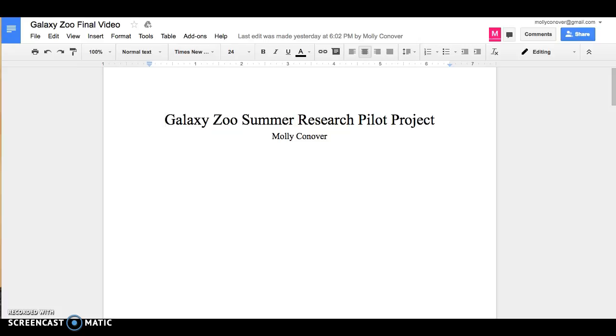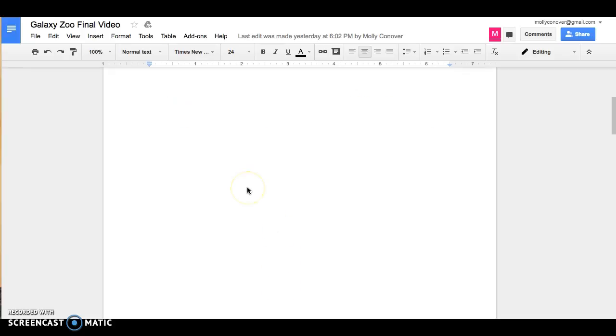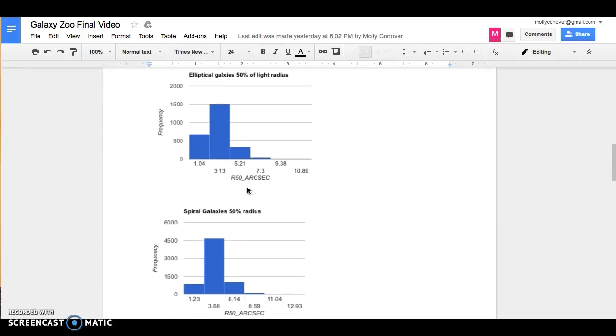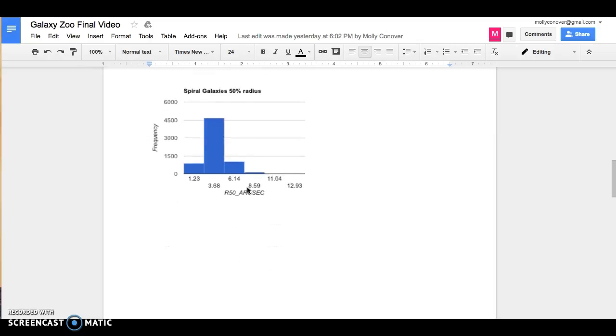As part of the introductory activity, I separated the spiral and elliptical galaxies using the p spiral and p elliptical values. The first step to answering my research question was to take the separated data and make histograms of the R90 and R50 values for both spiral and elliptical galaxies. Here are the histograms for the radius enclosing 50% of the light and 90.